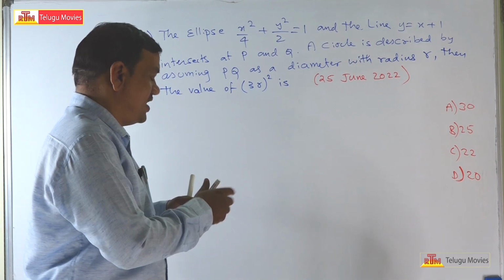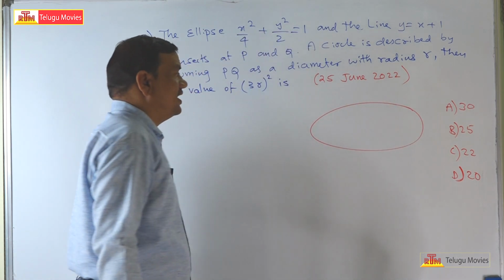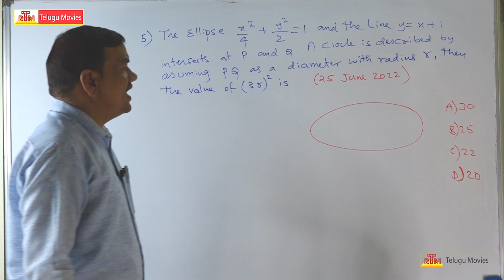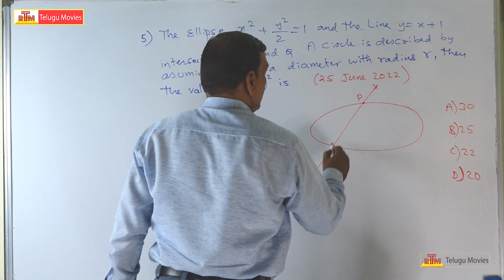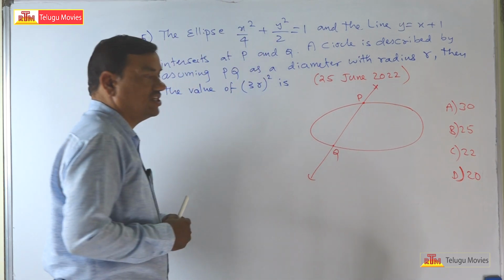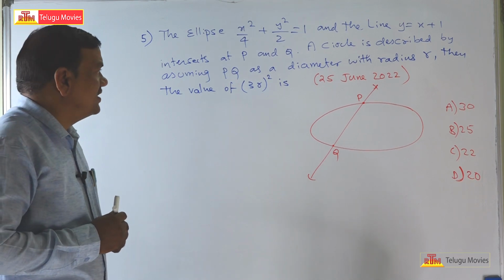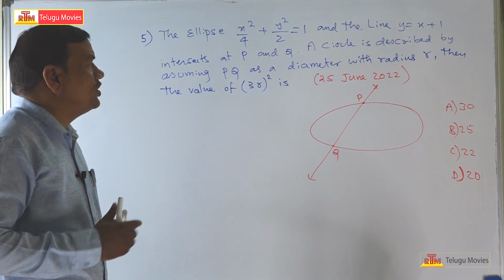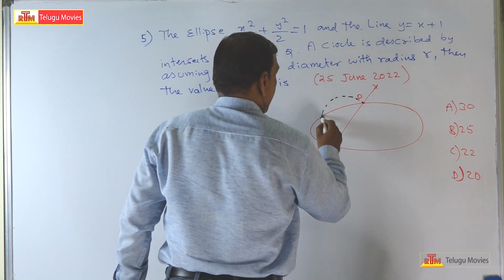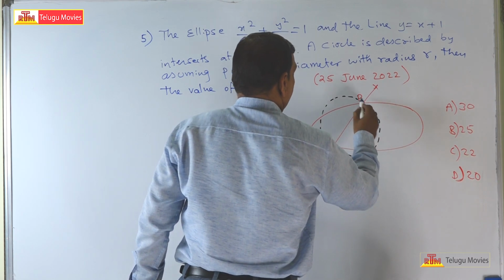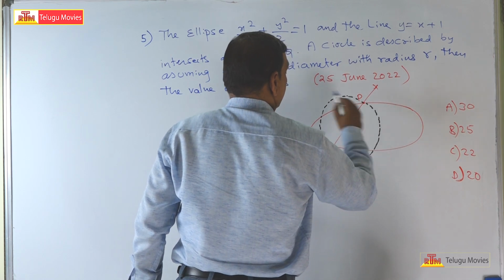Right. First of all, I will draw the ellipse. There is an ellipse, and there is a line. Both are intersecting at P and Q. Very clear. Now there is a circle described by assuming PQ as diameter. Yes, that is also very clear. With PQ as diameter, there is a circle.